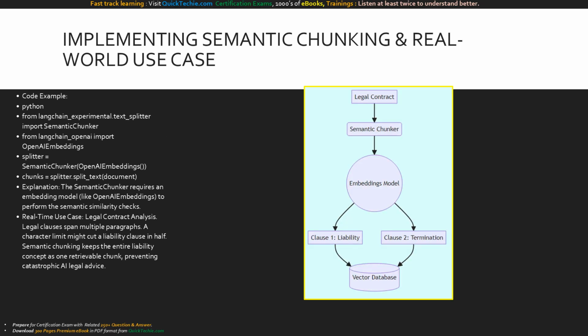Implementing this in Python is astonishingly elegant. We import semantic chunker and initialize it. Crucially, we must pass it an embedding model, like OpenAI embeddings, because it needs that model to calculate the similarities.